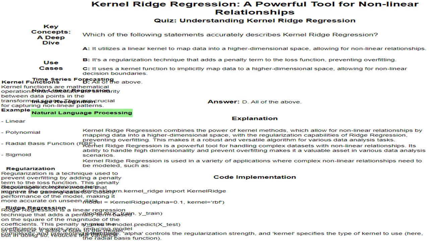The regularization parameter alpha in kernel ridge regression controls the trade-off between fitting the training data well and preventing overfitting. A higher alpha value will penalize complex models more, leading to simpler models with better generalization performance. The choice of kernel function in this case, the polynomial kernel, determines how the data is transformed into a higher dimensional space.